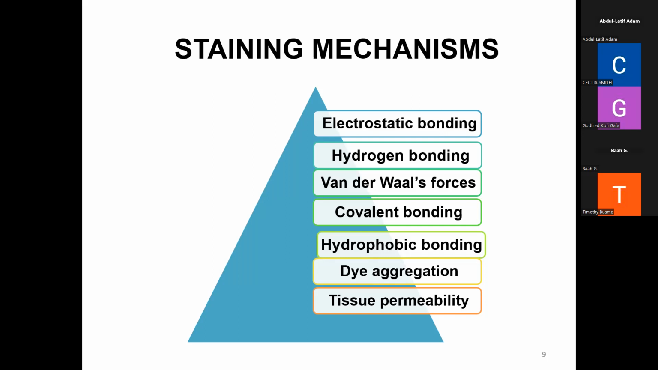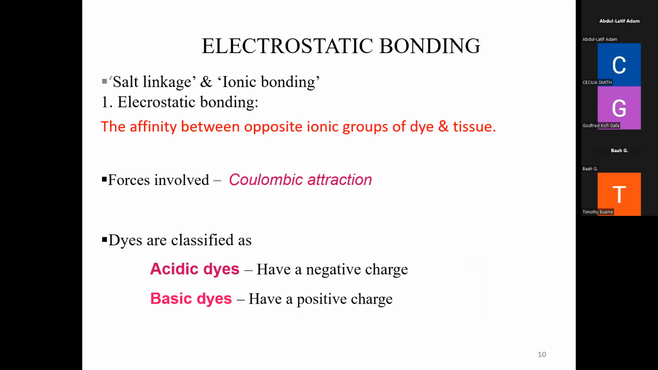And then you have the ability of the tissue to be permeable to the dye. So if the tissue allows the dye to permeate it, it is also a mechanism that it uses to stain. So these are some of the mechanisms of staining. Very important MCQs. They can list several mechanisms and ask which of these can be applied to staining.